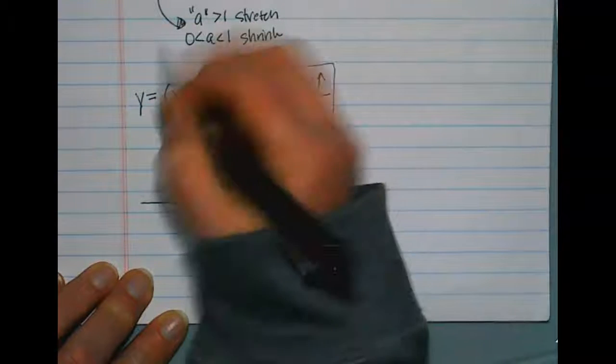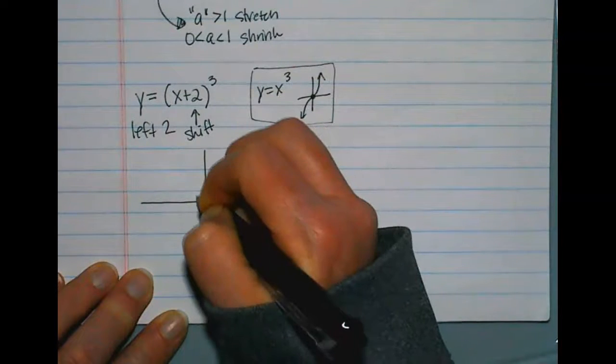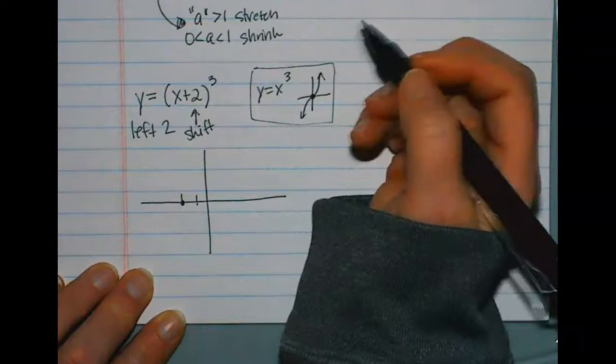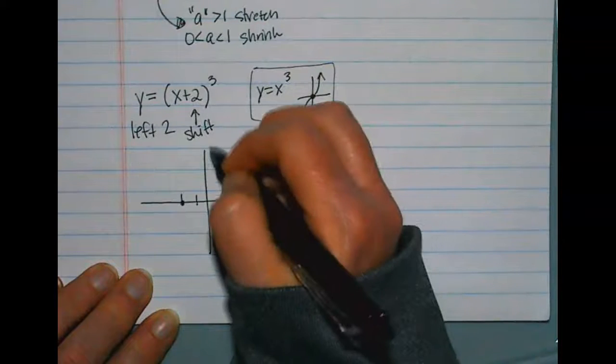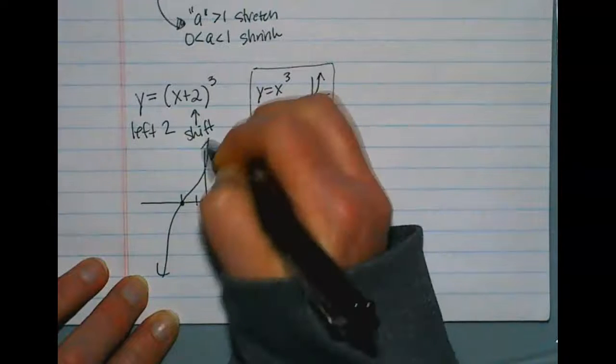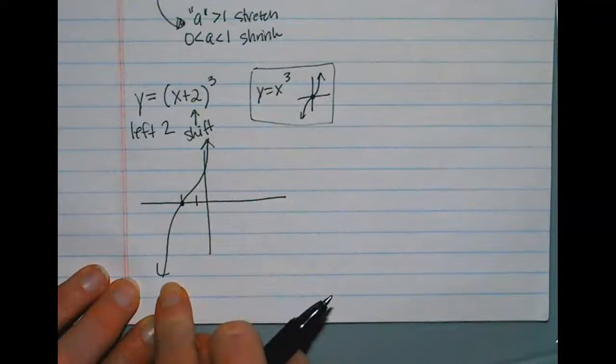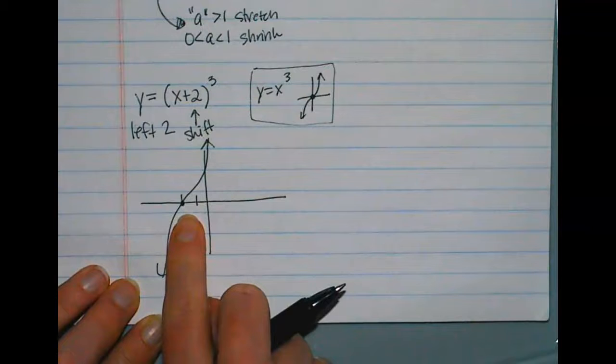It's been shifted, and we write this as left 2. So instead of it being 0, 0, it's left 2. It has no plus anything, so it hasn't been shifted up. And it's going to go like this and then go down. So it's this kind of shape, but it goes like this. It's been shifted over to the left 2.